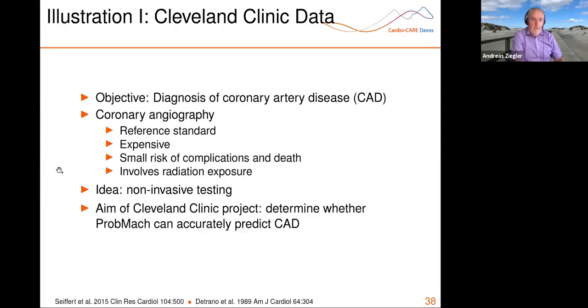But the question is, can we, let's say, pre-select subjects for coronary angiography by some non-invasive testing. So this was the idea from the Cleveland Clinic project. The initial paper goes back to 1989 by Detrano et al. So our question here in this specific application is, can a probability machine accurately predict coronary artery disease?